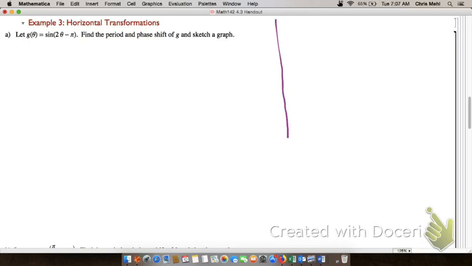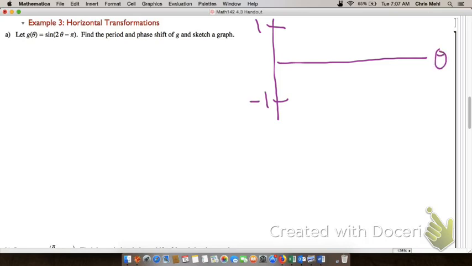Okay, so there's the vertical axis, here's the horizontal or theta axis. There, that's a little bit better. There's positive 1, here's negative 1, and here's your theta axis.